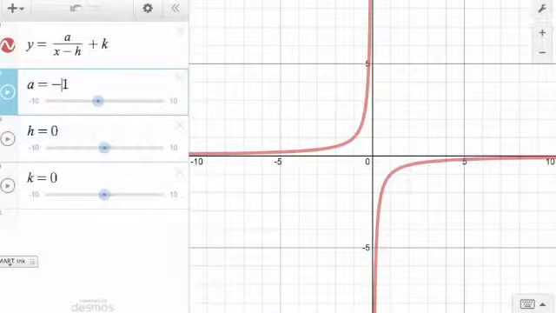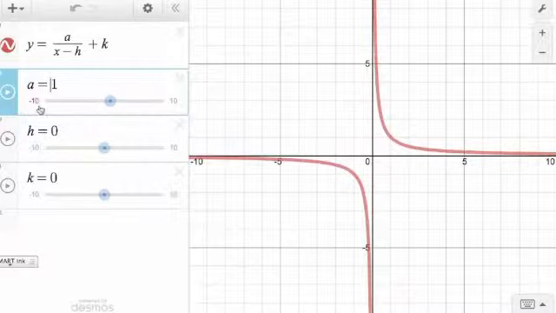So if I make it a -1, if you notice, that flips it over the x-axis. What was once over here is now over here. So it flips it over the x-axis, or it does a reflection in the x-axis. And that's what we would expect of that a out front.